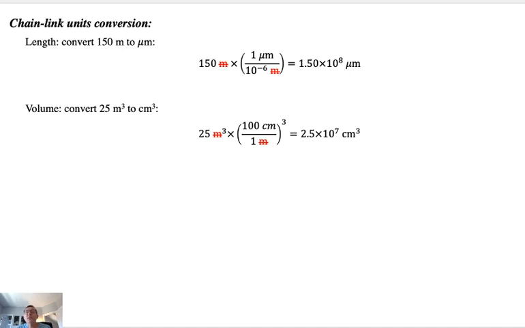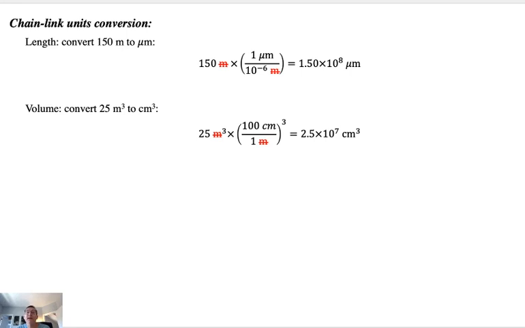It's this equivalency here that is equivalent to 1: 1 micrometer is equivalent to 10 to the minus 6 meters. That's just based on our table of metric system prefixes. Okay? 1 micrometer is equivalent to 10 to the minus 6 meters. I used the chain with the 1 micrometer upstairs and the 10 to the minus 6 meters downstairs so that the unit of meter upstairs in the 150 would cancel the unit of meter downstairs in the chain link conversion, leaving me with the unit micrometer, which is what I want.